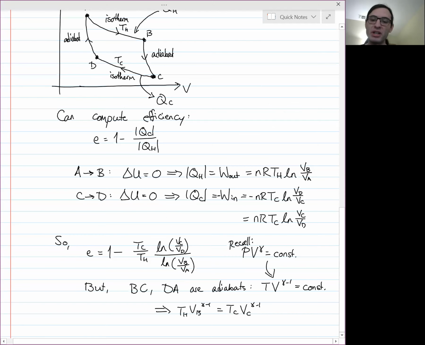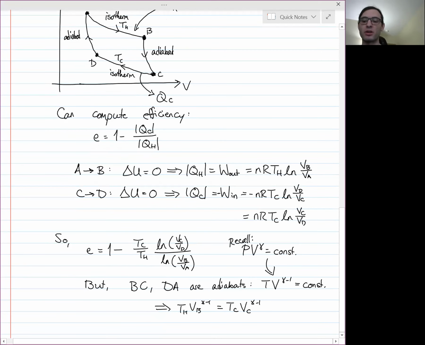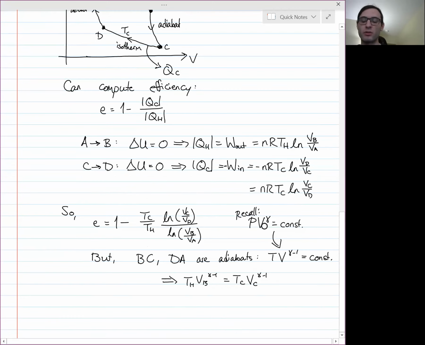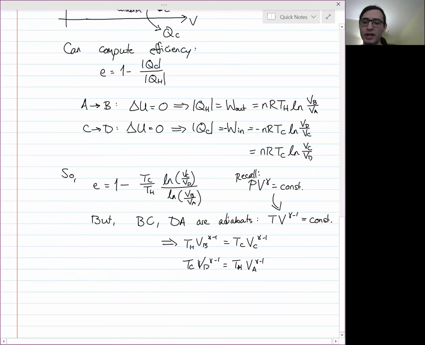So from B to C, we have the temperature at B, which is TH, times the volume at B to the gamma minus 1, is equal to the temperature at C, which is TC, times the volume at C, which is V, to the gamma minus 1. And then we get the same thing for TC VD to the gamma minus 1 is equal to TH VA to the gamma minus 1, just using the same relationship about adiabats.